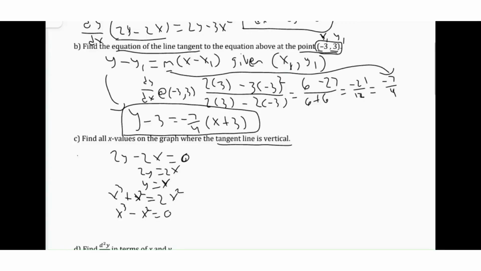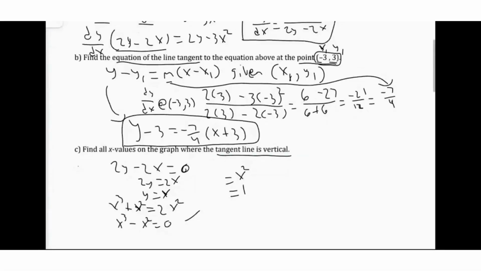You want to make sure that you do not bring over the x squared to the other side, divide by x squared, and just get x equals 1. This is incorrect. Remember that you just can't divide by 0. So what you're essentially missing out on is solutions. In this case, you would be missing out on the solution of x equals 0. So you don't want to do this.